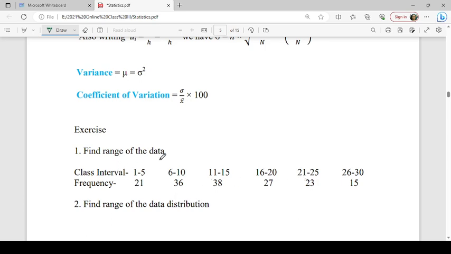So find the range of the data. The minimum is 1 here. We don't know what the data is; we know only the class. So the minimum value is 1 and the maximum is 30. So 30 minus 1 is 29.